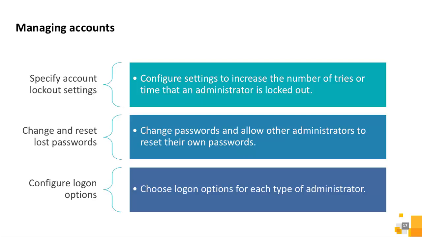By default, the Symantec Endpoint Protection Manager locks out an administrator after a user tries to log on using an incorrect password too many times. You can configure these settings to increase the number of tries, or the time the administrator is locked out, or turn off the feature. A locked account can be unlocked in the console by a full administrator in that domain or a system administrator. Managing accounts includes changing passwords and allowing other administrators to reset passwords. You can also choose logon options for each type of administrator.